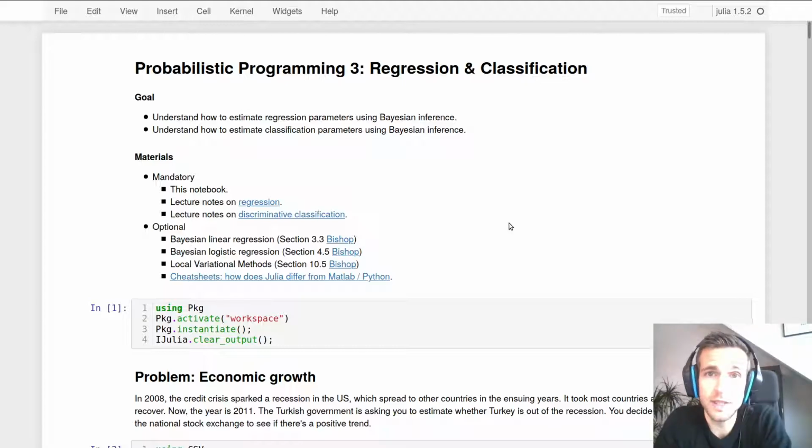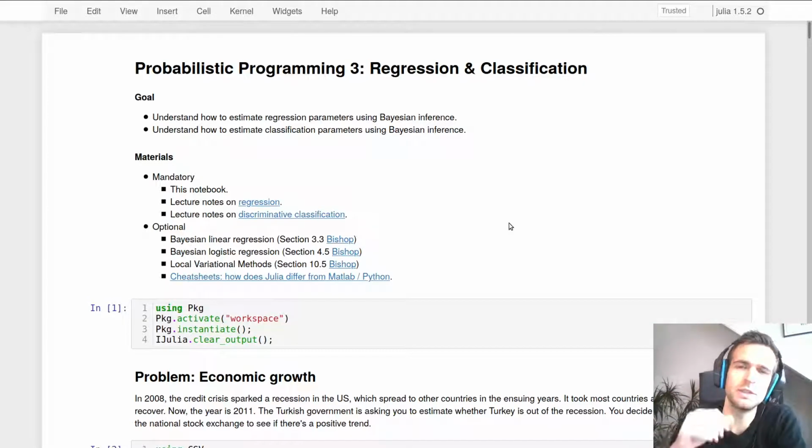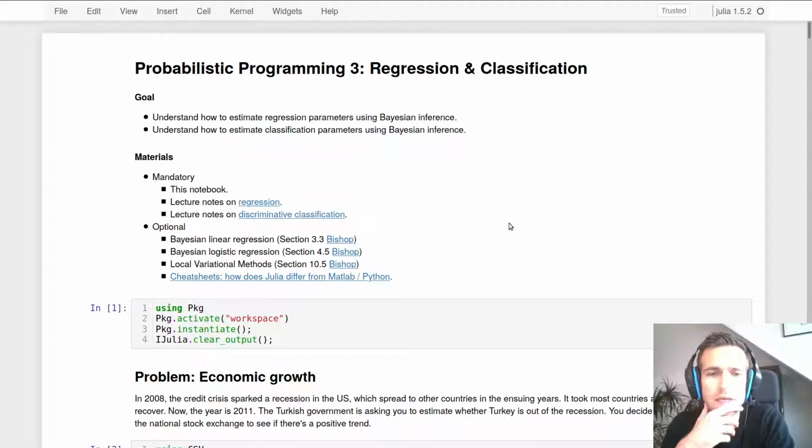So we'll be tackling a problem of economic growth today. In 2008 the credit crisis in the US sparked an international recession across many countries. The year is now 2011 and the Turkish government has asked you to determine whether Turkey is still in recession or not. You decide to have a look at the data of the National Stock Exchange and determine whether there's a positive or negative trend in there.